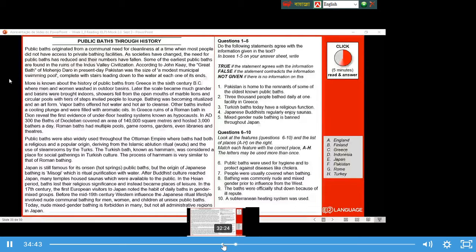Come to point number five. Mixed gender nude bathing is banned throughout Japan. If you come to the last line.